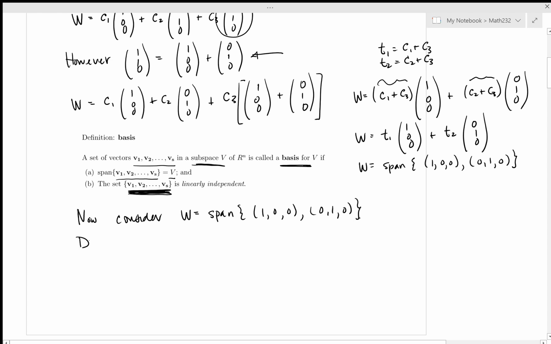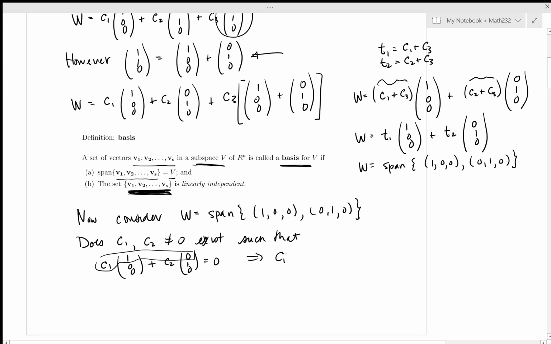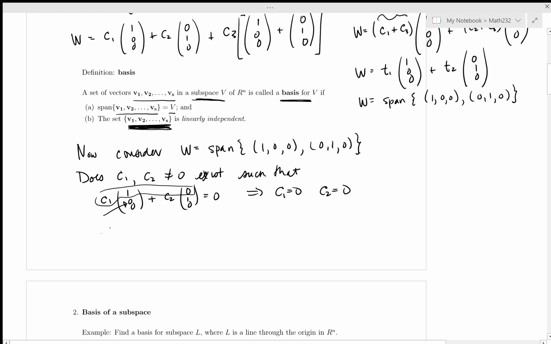I ask myself, do C1, C2, not both 0, exist such that C1 times (1, 0, 0) plus C2 times (0, 1, 0) equals 0? Looking at the first row, C1 plus 0 times C2 equals 0, so C1 has to be 0. Looking at the second row, C2 has to be 0. So the answer to that question is no. C1 and C2 have to be 0. Therefore, (1, 0, 0) and (0, 1, 0) are linearly independent.